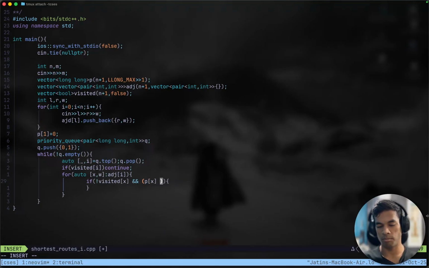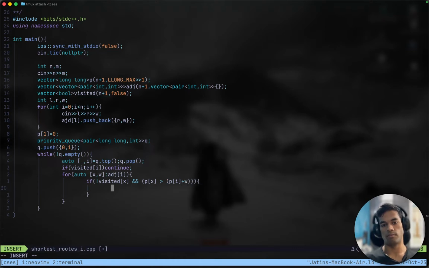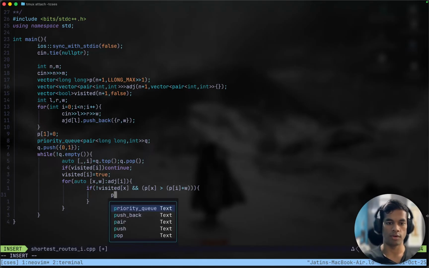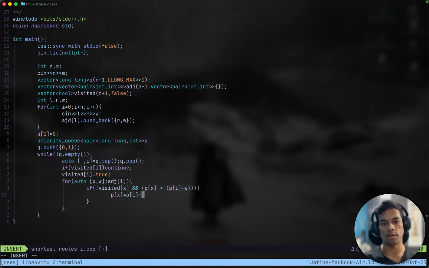P[x], the price or weight to get to X, is greater than if we were to first go to P[i] plus W. That would be the weight. If that is the case, then what we will do is, and also we will say i is visited. And if this is the case, then first of all, we will update the distance, P[x] equals P[i] plus W, and then q.push the weight is negative P[x], and this node is X.